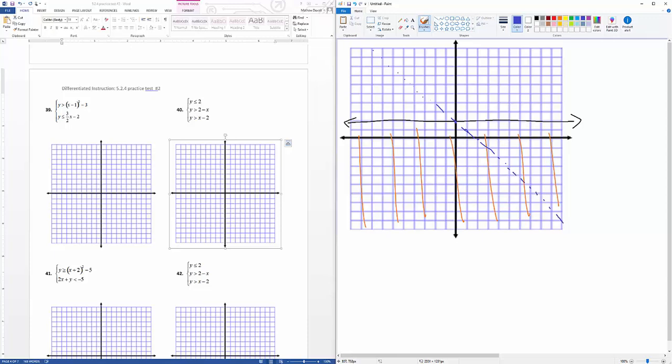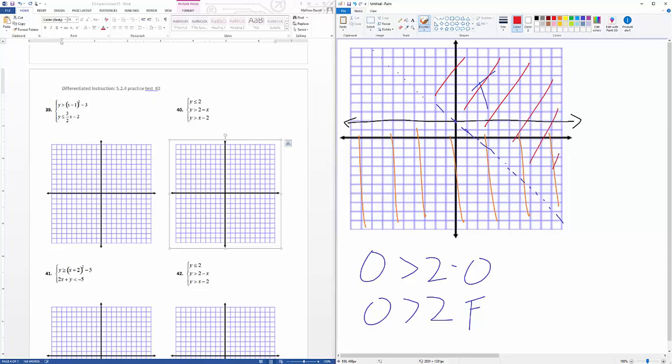But it's dashed, so pick 0, 0, or any other value, just not on the line. I like 0, 0 because it seems easier. So if I plug in 0, 0, I get 0 is greater than 2 minus 0. That is false. So since this is false, this side is what's true. And so that's the true.